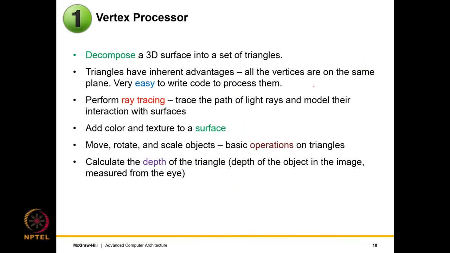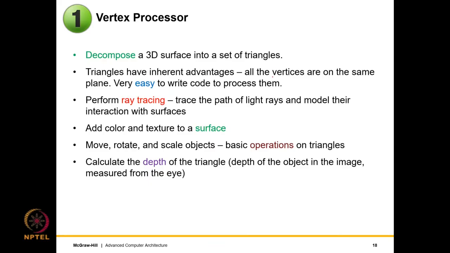So the Vertex processor, this is the way that it looks, which is the first stage. Recall that there are four stages in the pipeline. We typically decompose a 3D surface into a set of triangles because it is very easy to work with triangles. And triangles also have some inherent advantages which other representations don't have.